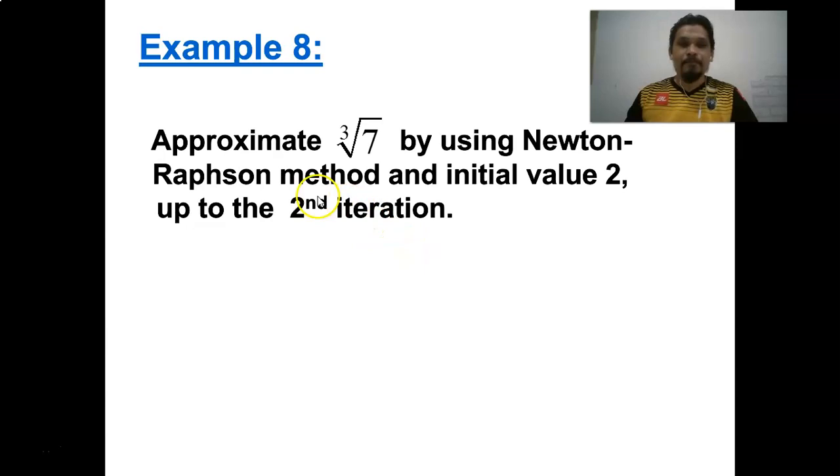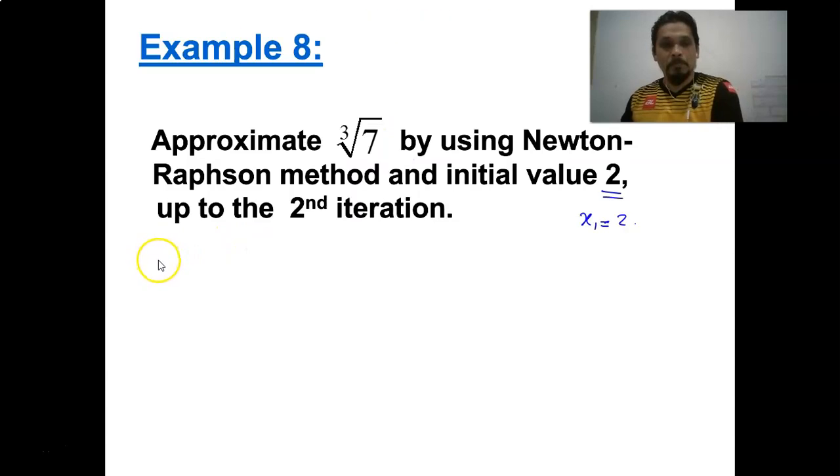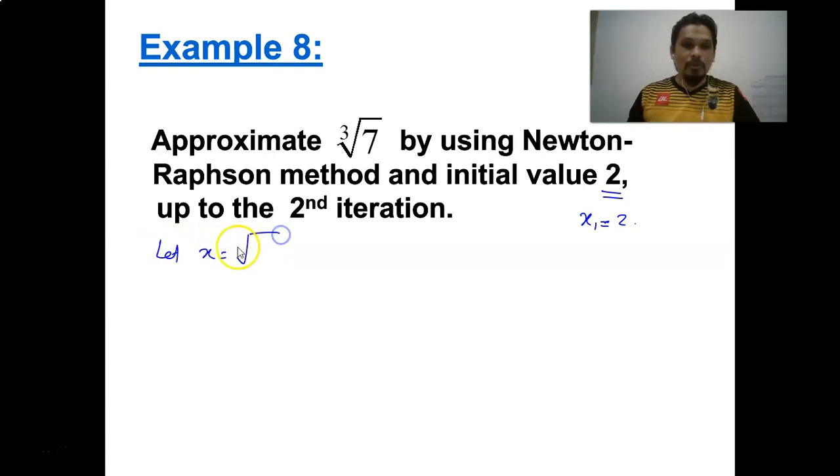Okay, now let's take a look at this one here. Approximate the cube root of 7 by using the graphical method, with initial value of 2, meaning x1 equals 2. For this case, the solution: let x equal to the cube root of 7.